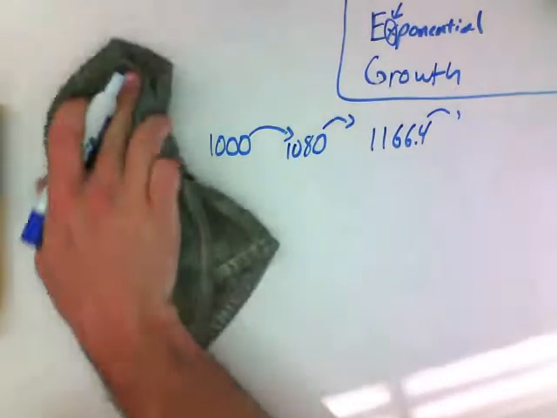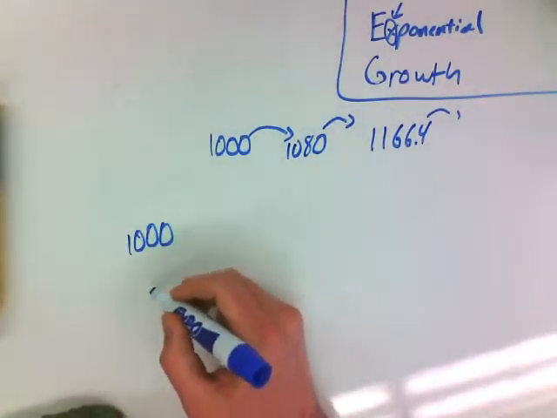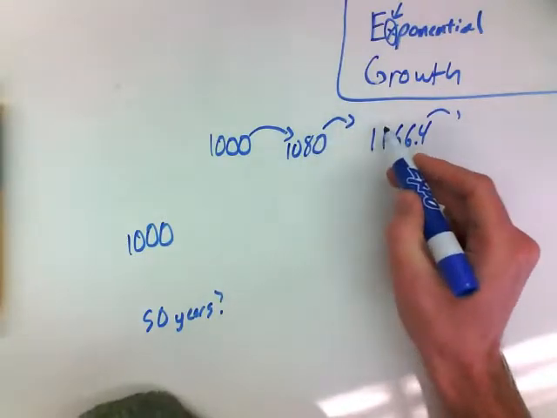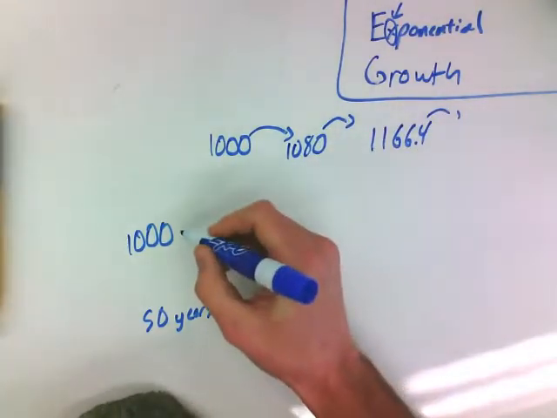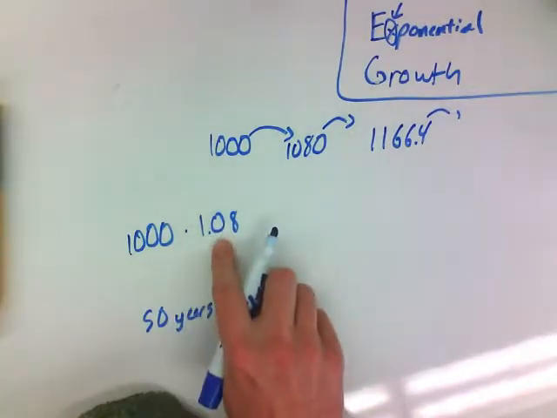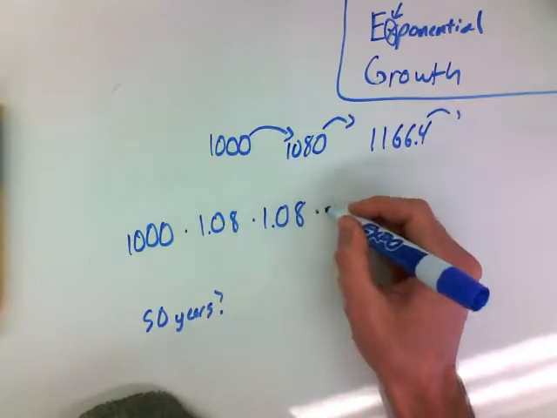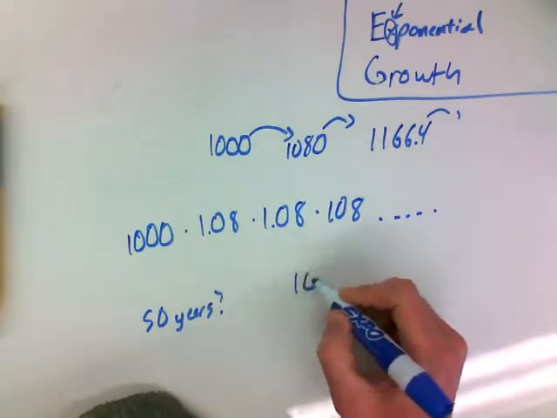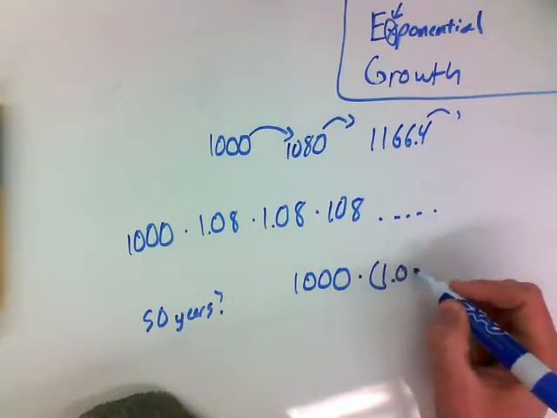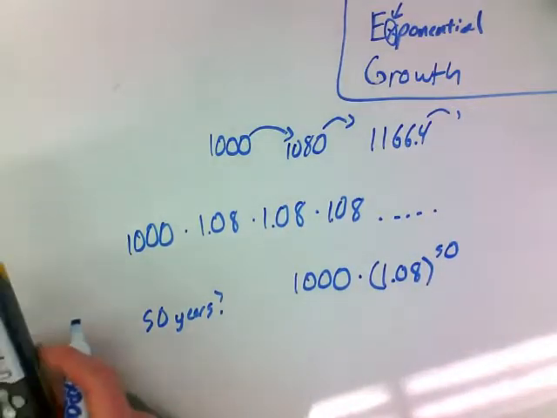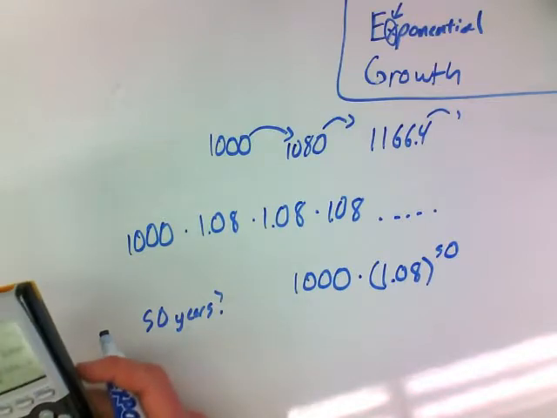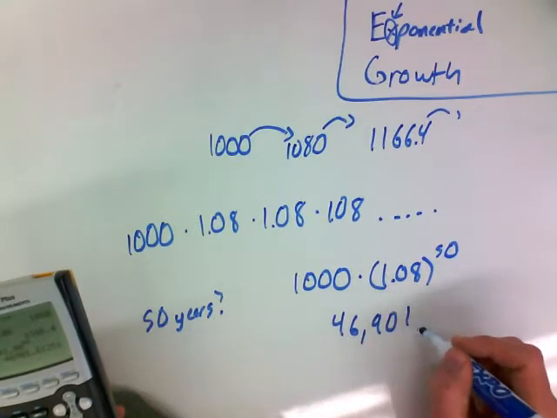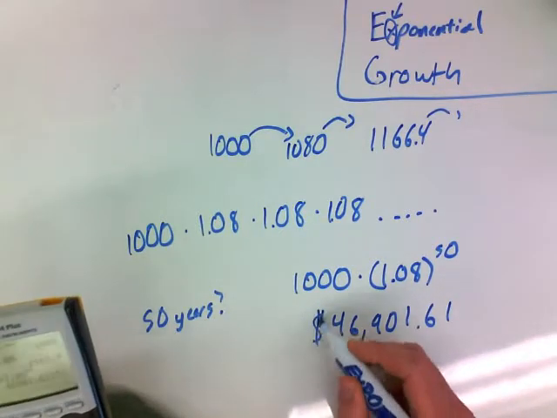So you could ask the question, if I start with $1,000, how much will it be worth in, I don't know, 50 years? Well, it'd be silly to keep doing this over and over again. It'd be a lot of writing. So I'm just going to think about what that means. To get it at the end of 1 year, I'm going to multiply by 1.08, 1.08, 1.08. And how many times am I going to do that? If I do it for 50 years, I'm going to do it 50 times. So really what I want is 1,000 times 1.08 to the 50th power. If you take that value, that should be 46,901 and 61 cents. A lot of cash.